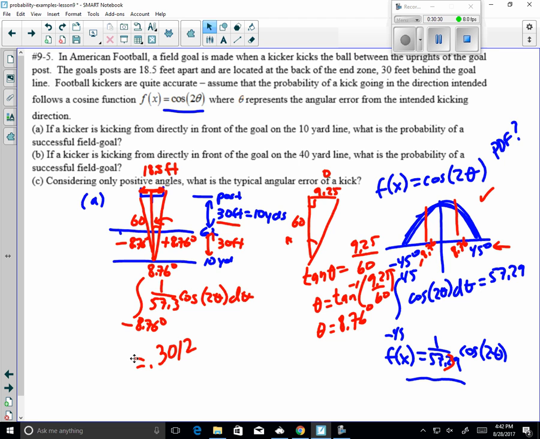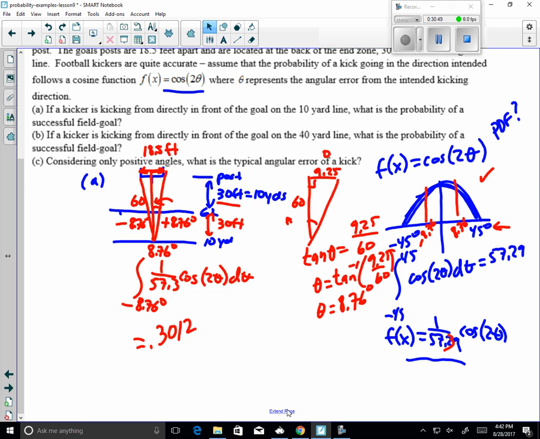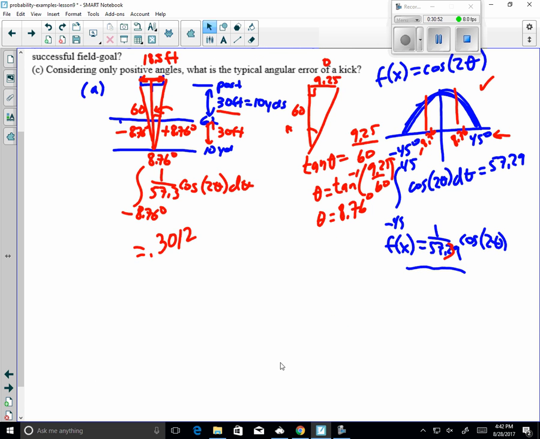Okay, for part B, it says the kicker is exactly the same except that the distance has increased to the 40-yard line. So I think all the geometry is the same, except that I'm running out of space here. Let me see if I can move this up a little bit. And then we'll continue. The only thing is we're going to change the geometry. We're on the 40-yard line now. So that means that the triangle would look like this.